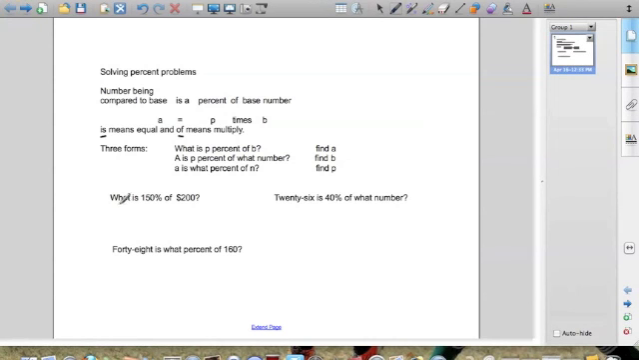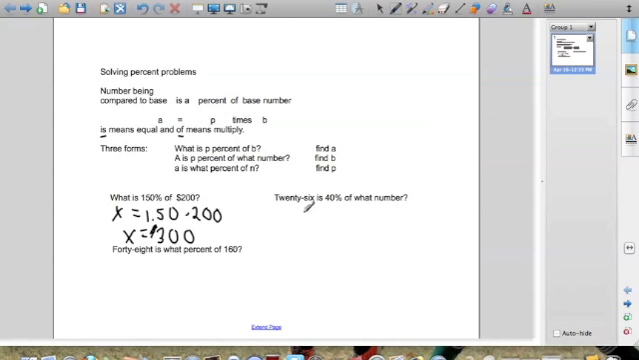So in this first one, what is 150% of 200? I have X, that's the what, is equal to 1.50 times 200. So this one is straight multiplication. 200 times 150% is going to be 300. So X is equal to 300, and that would be dollars. Make sure if you have units on these that you keep track of your units.